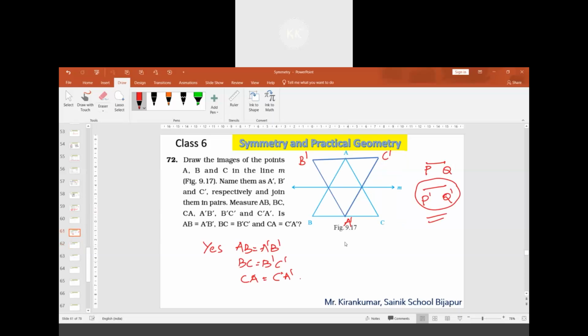72, you can see here, draw the images of the points A, B, and C in the line M. This is the line M. On this line, I have to bring this line AB, line BC, and line CA. That is possible when you bring it over here so that it passes through line M. This is the possible way.